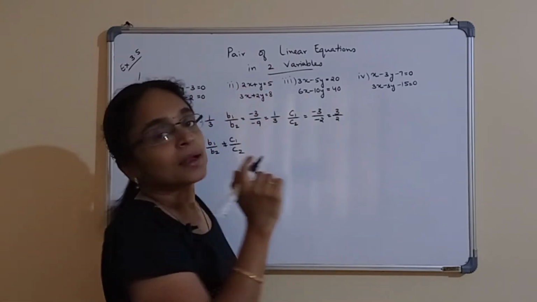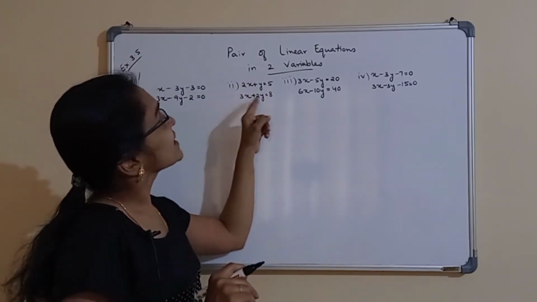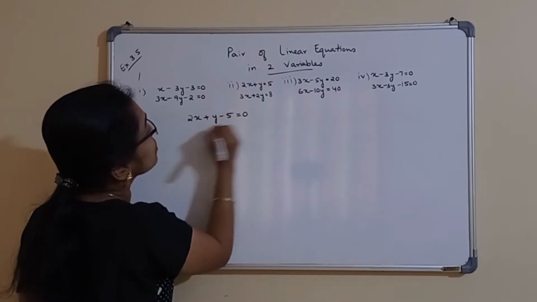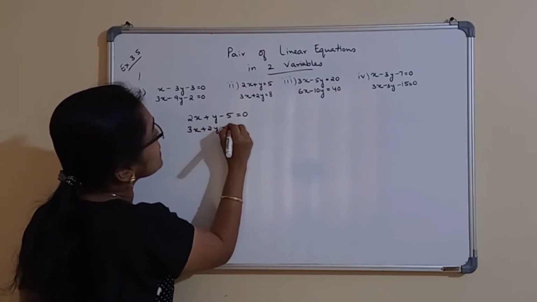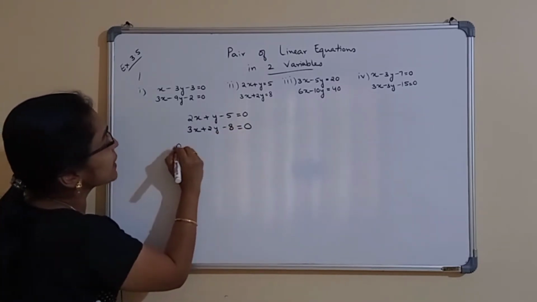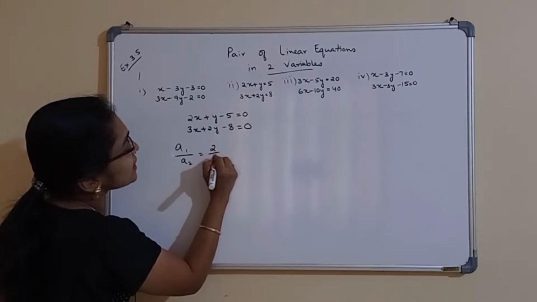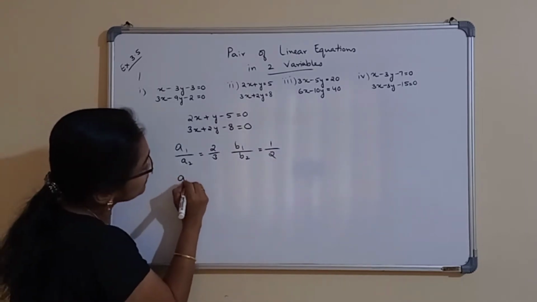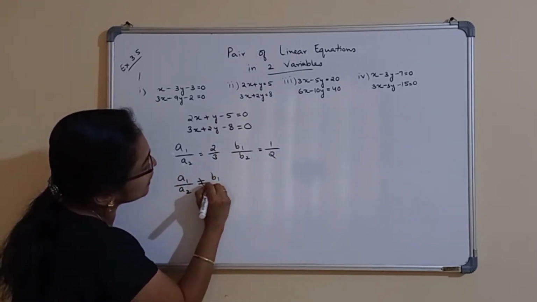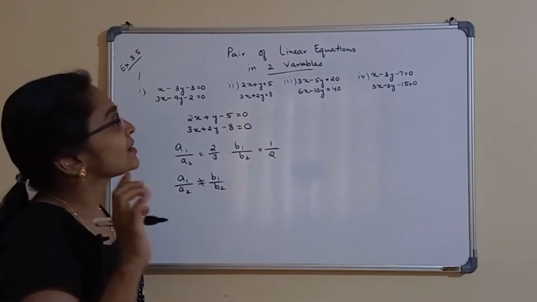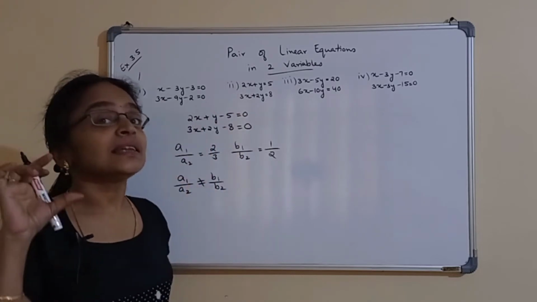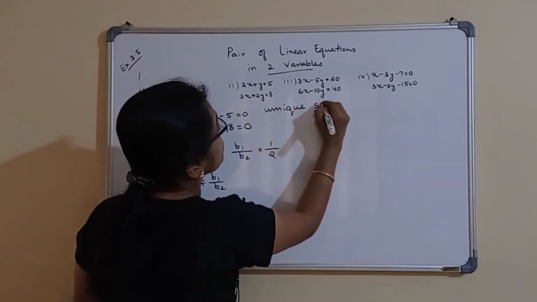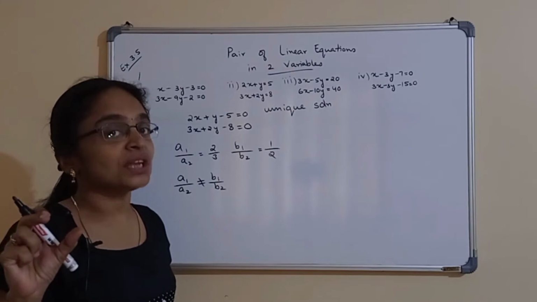Now, the second one: 2x plus y is equal to 5 and 3x plus 2y equal to 8. We can write it as 2x plus y minus 5 equal to 0 and 3x plus 2y minus 8 is equal to 0. Now, a1 by a2 is equal to 2 by 3 and b1 by b2 is equal to 1 by 2, which means a1 by a2 is not equal to b1 by b2. And what does this mean? It means that these lines are intersecting. That is, they have a unique solution.